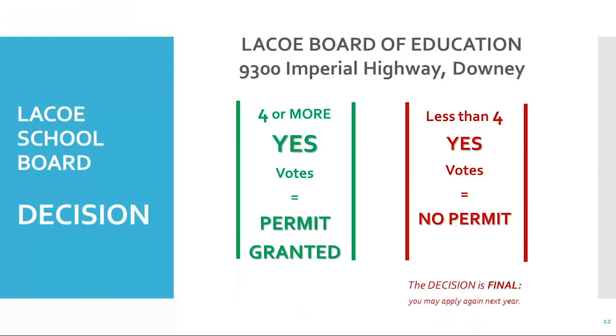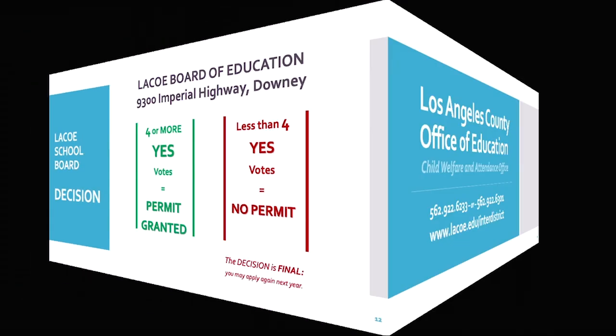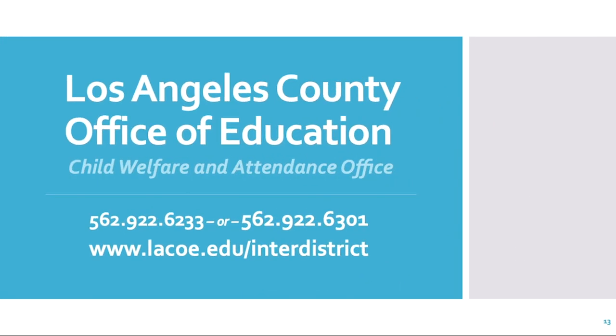If you see 4 or more yes votes, then you have been granted the permit. Only the county board may make this final decision for all 80 school districts. If you see less than 4 yes votes, then this is the end of your appeals process. Remember, the law states you may apply only once to exit and or once to enter for each district's final decision. If you have confidential information to share, please call our office to make arrangements for a closed board session.